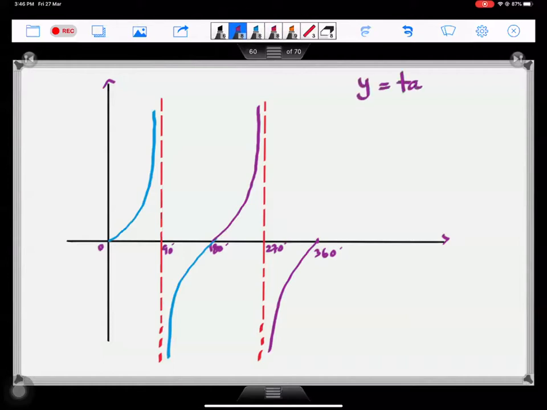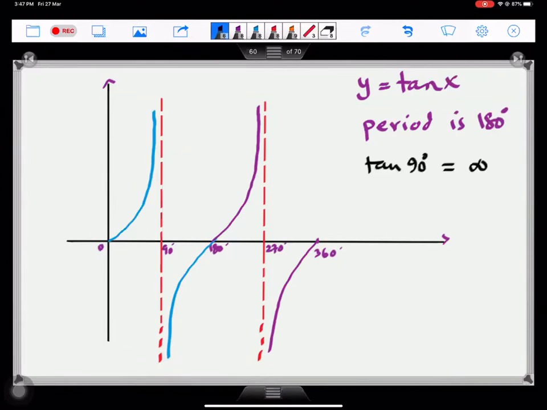Y is equal to tangent x. The period is 180 degrees. Tangent of 90 degrees is undefined. That is why that is a red dotted line. You can get close to the line, but you cannot actually touch it. Tangent of 270 degrees is also infinity. That's why we have these dotted lines, and these dotted lines are called vertical asymptotes.